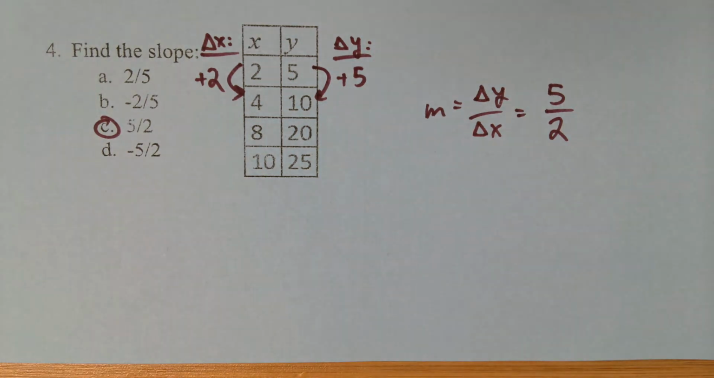Right? If you did x over y, you'd get 2 over 5 and feel pretty confident about it without even knowing it's wrong.